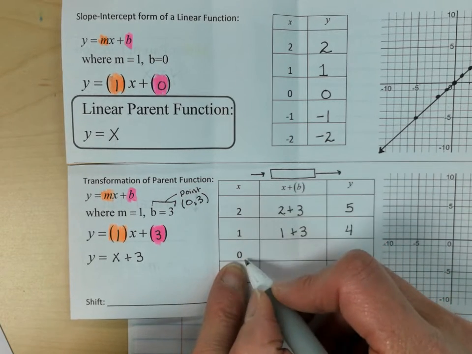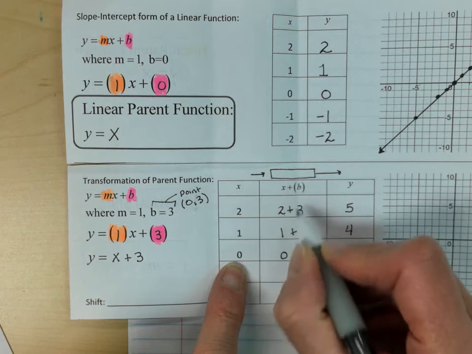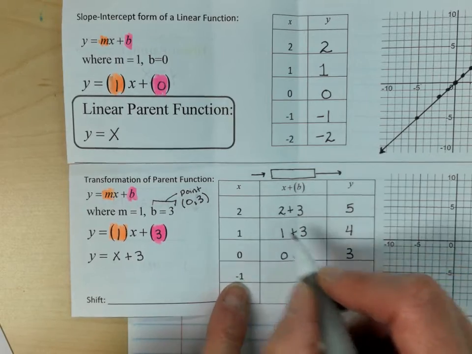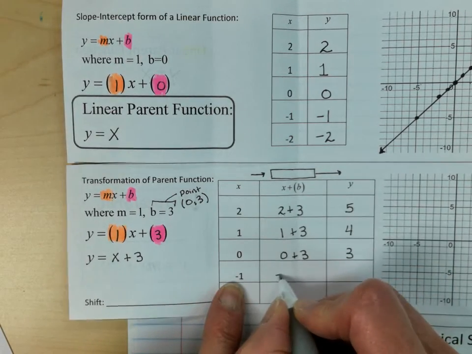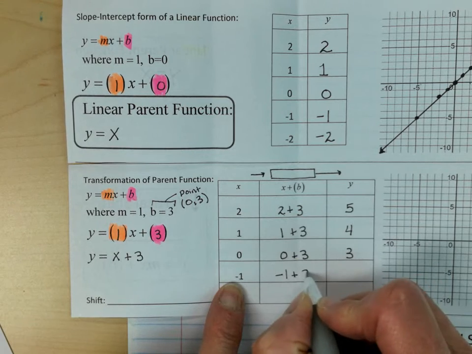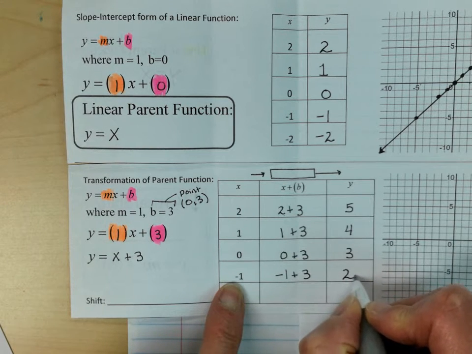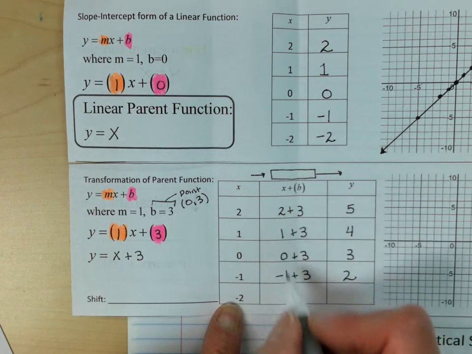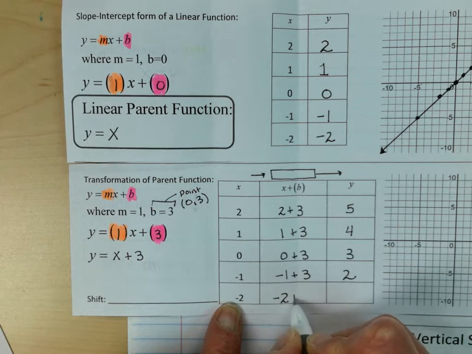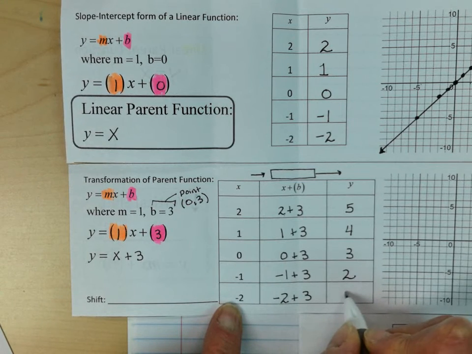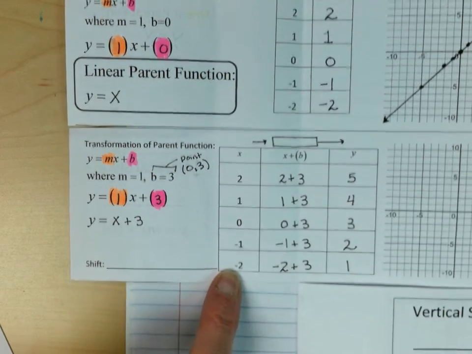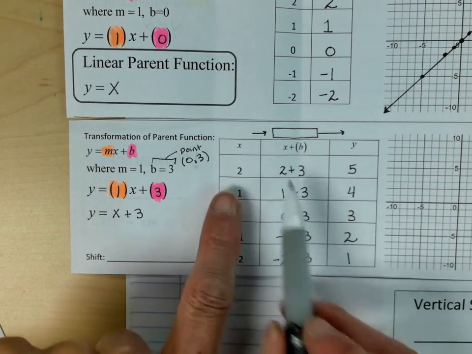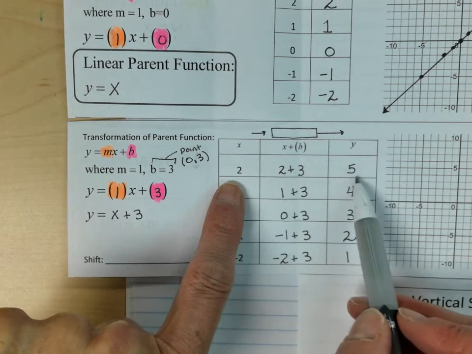Here, input x is 0, and b is 3. Here, x is negative 1, and b is 3. So when I do negative 1 plus 3, I get 2. x is negative 2, and b is 3. Negative 2 plus 3 is 1. Okay, so remember, this is just inside the calculator. This is the process that happens. This is my input. This is my output.